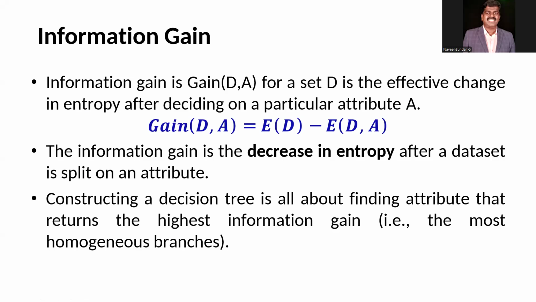So the information gain is the decrease in entropy after a data set is split on an attribute. Initially it will be maximum, and then once it is split, it will decrease, and finally it reaches zero. That means further classification cannot be done. Okay, so that is the final thing. Constructing a decision tree is all about finding the attribute that returns the highest information gain. Okay, so that gives the most homogeneous branches.